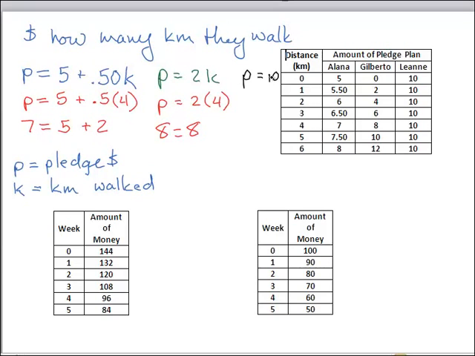So in this situation, there's really nothing that we can check that with. She gets $10 no matter what. She could not walk the walkathon and she would get $10. She could walk further than anybody else. She would only get $10. So in each of these situations, we started out with how much money did they start with, and then how much money did they get each kilometer, and we multiplied that by how many kilometers they walked.